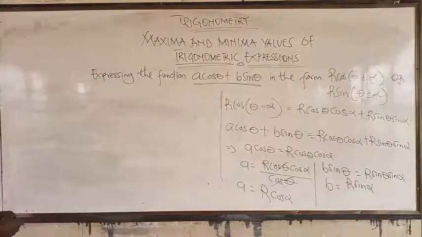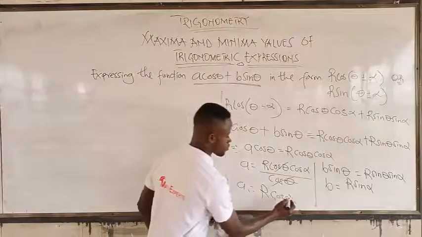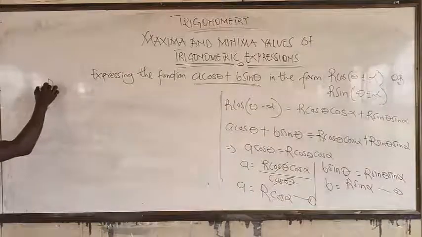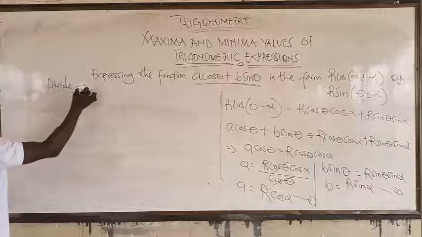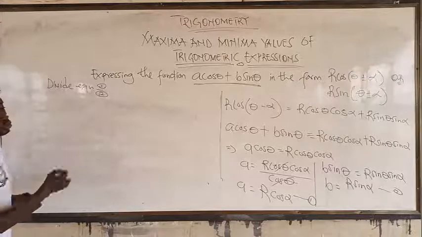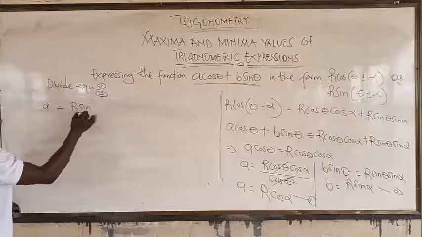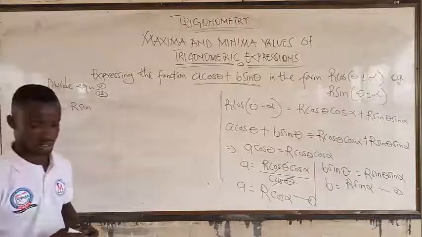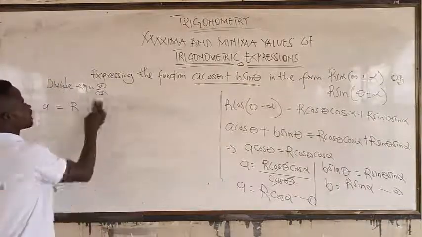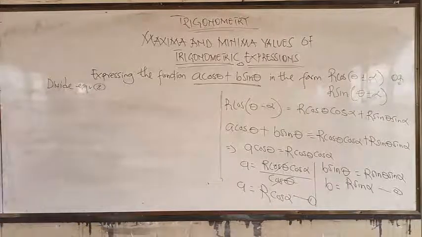Okay. So now we are going to divide. Let me name this equation 1 and this equation 2. So equation 1 is A is equal to R cos alpha. Or let's divide equation 2 by equation 1. I'll tell you the reason why. Equation 2 by equation 1.